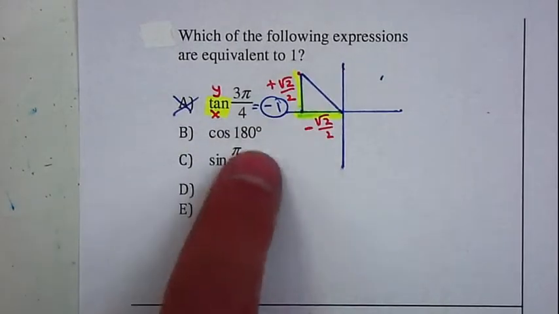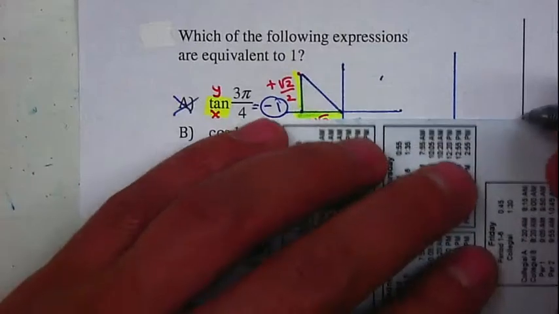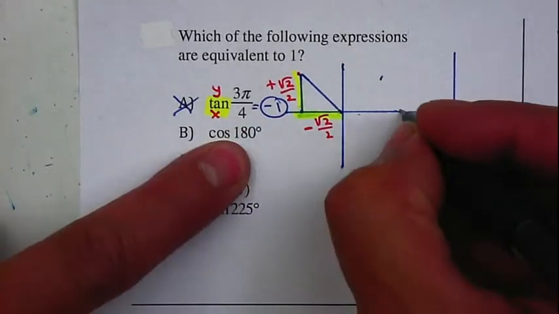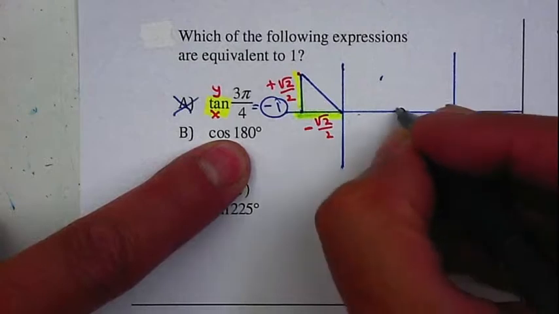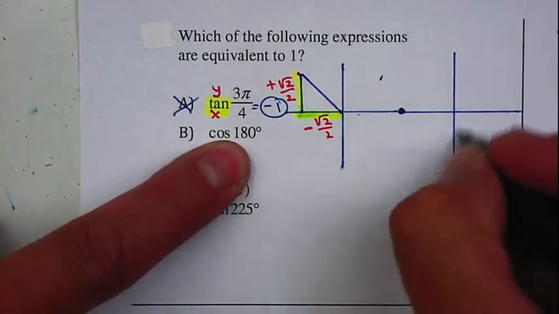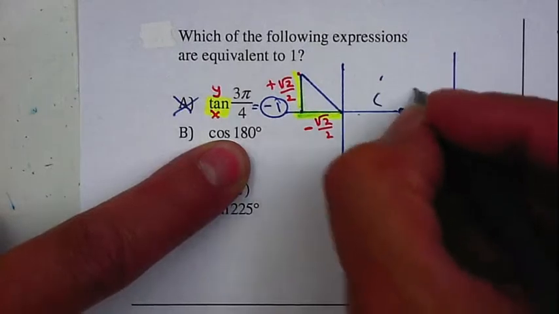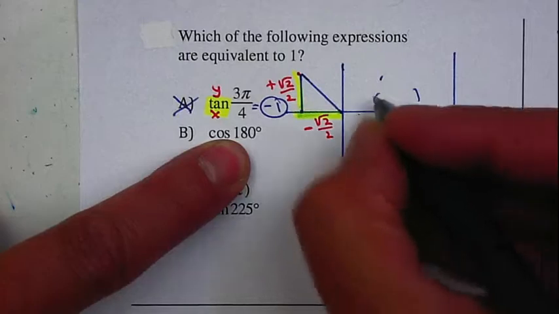Letter B, cosine of 180 degrees. I'm going to place my x and y axis for the letter B. 180 degrees is located here. Remember, all the way around will be 360, halfway there will be 180. And whenever it lands on any of the x or y axis, we want to think about the point where it's located. This is a unit circle, so this will be negative 1, comma 0.